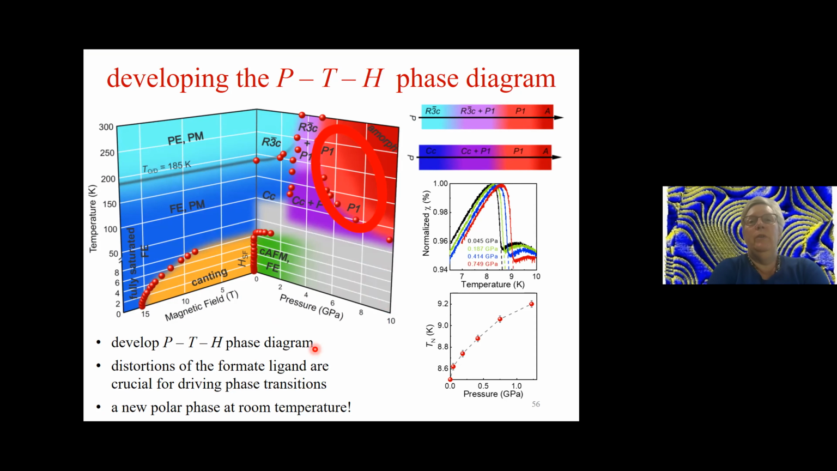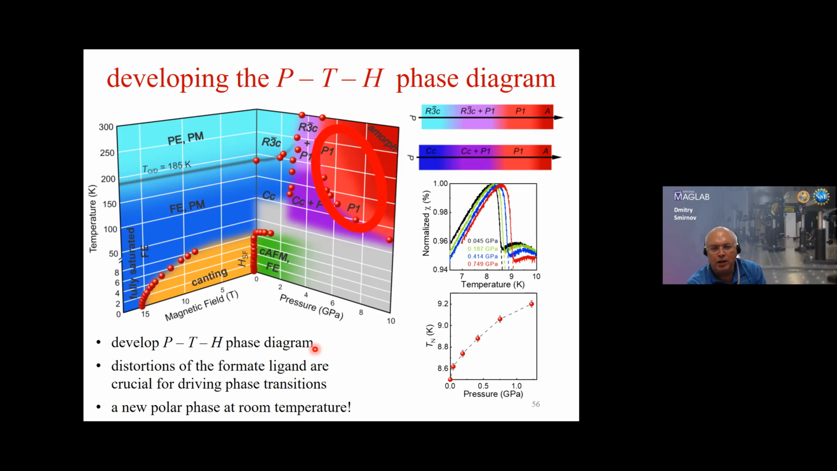But it just gives a wonderful view of how the different phases compete, and also how they support each other. Right. In this type of material.